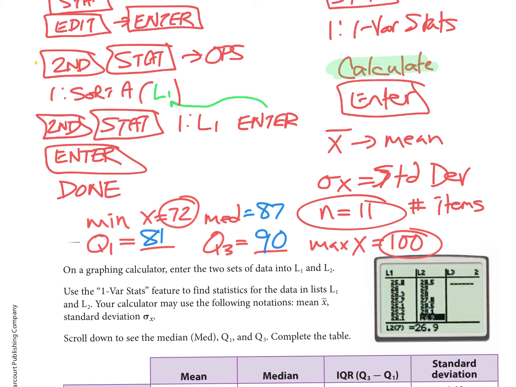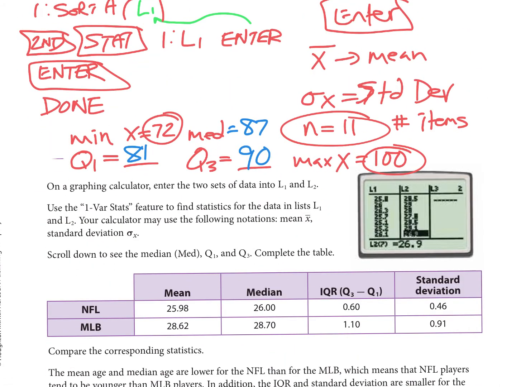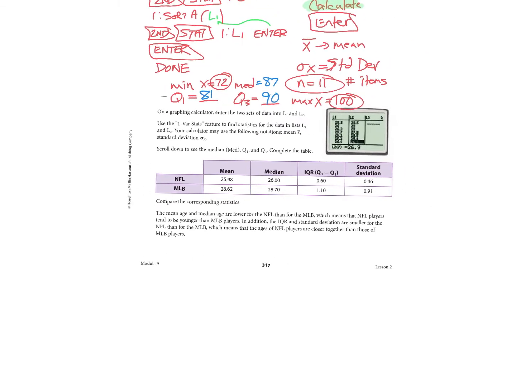Now, what we're trying to figure out is if 100 in this list is an outlier. If we go back to the directions up here, it says create a dot plot using appropriate scale, determine whether the extreme value is an outlier. Okay, so we've got 100 and we've got 72. So how do you do that? I'm going to make some room here so I can write a little bit, so I'm going to shrink all this up again.